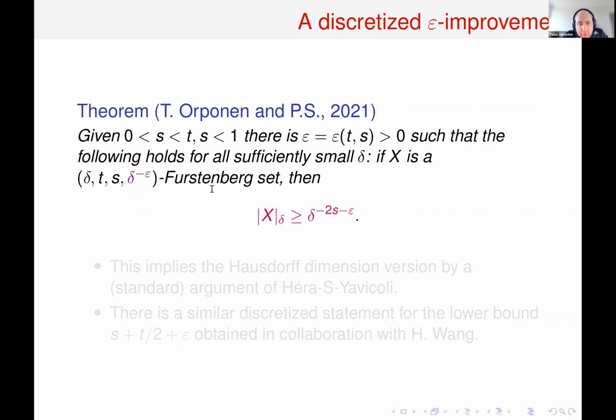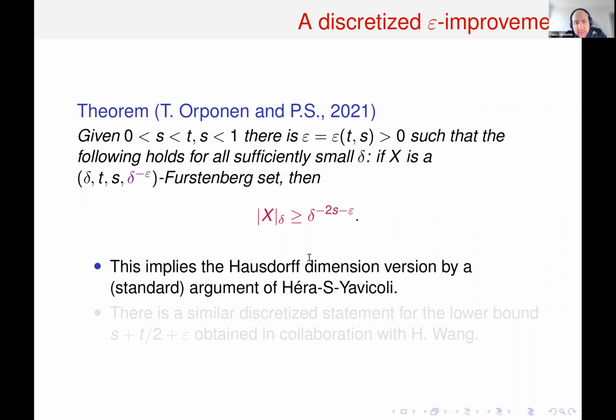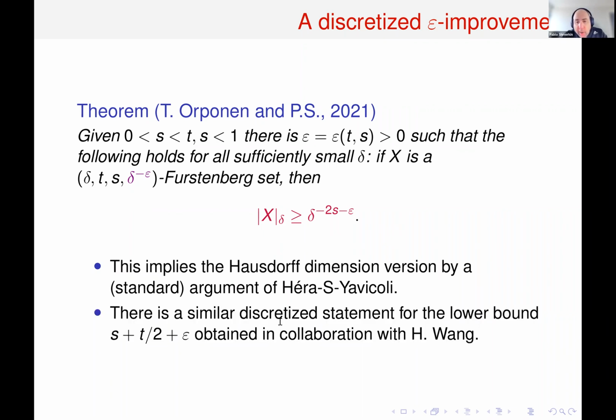But nevertheless, the conclusion is that a delta-t-s, delta to the minus epsilon Furstenberg set, so a set that contains a discretized s-dimensional set for a discretized t-dimensional set of lines, is very large. It has size at least delta to the minus s minus epsilon, and this morally says that the box dimension of X is at least 2s plus epsilon. But in fact, by a well-known argument that we wrote down in detail with Cornelia and Alexia, we get Hausdorff dimension as well out of this discretized statement. And with one, we have a similar discretized statement. I'm not stating it here.